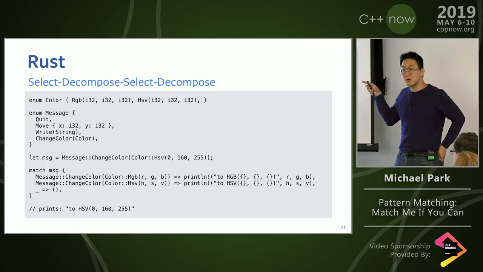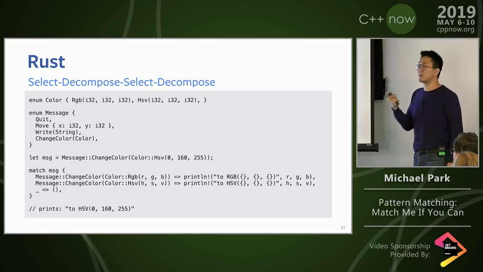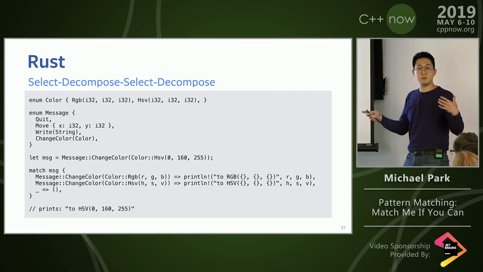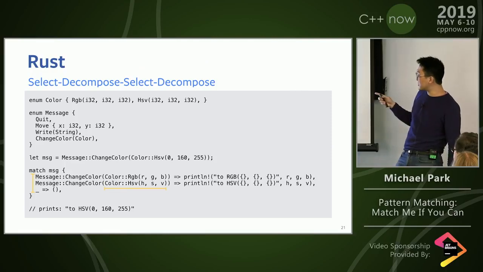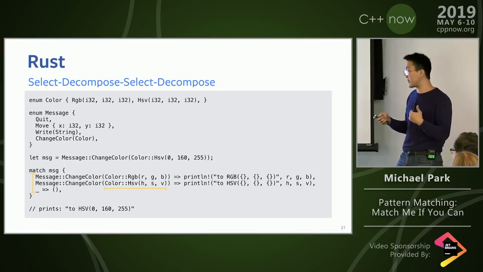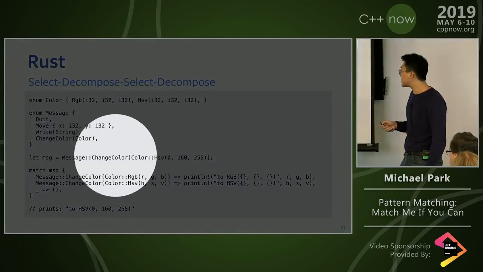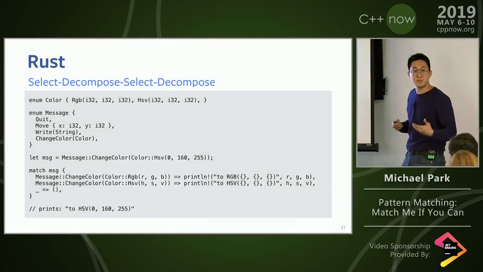So let's say that the change color command actually changes a color enum, and so it could be RGB or HSV, right? So in this case, we match on message again, and we're just describing the value that we want to see, right? We want to change color of RGB, and then get the pieces out, right? We're selecting that way. We're decomposing that way because change color actually stores a piece of data. We're selecting again, and then we're decomposing again, right? But the important part that I want to stress is that the value construction looks almost exactly the same as the pattern construction, and that's what makes it intuitive.